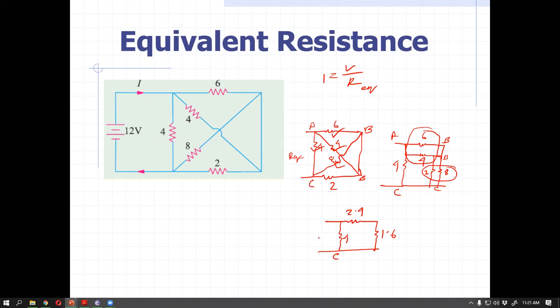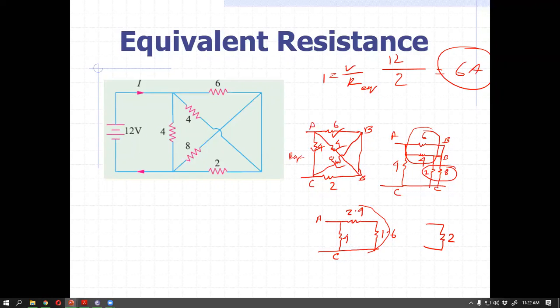Okay. So this A. So now these are series. So this three, this is the four. So our equivalent resistance is two. Okay. So now our voltage is 12 and resistance is 2. So current is 6 ampere.